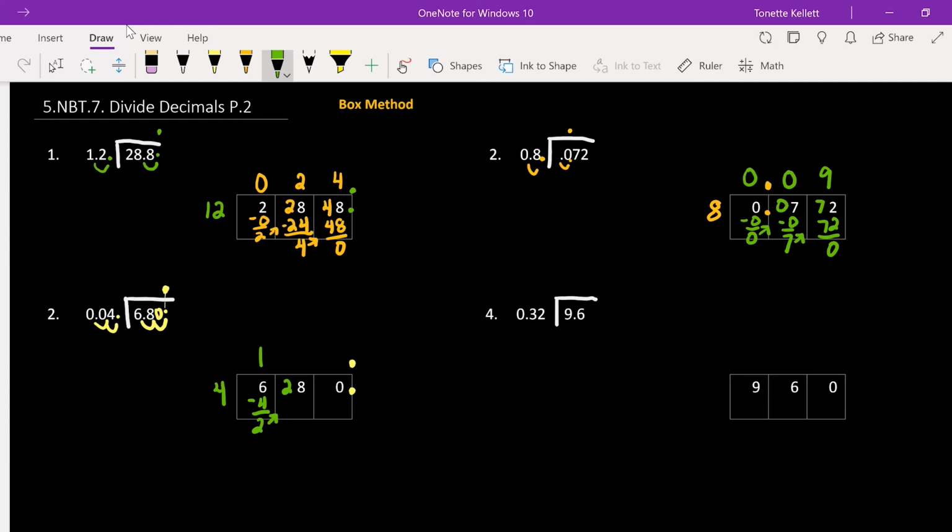You've got 28. 4 goes into 28 7 times. 7 times 4 is 28. Remainder of a 0. Put a 0 beside the 0. 4 goes into 0 0 times. Put a 0 above the 0. 0 times 4 is 0. Your answer, the quotient, is 170. We have one more to solve.